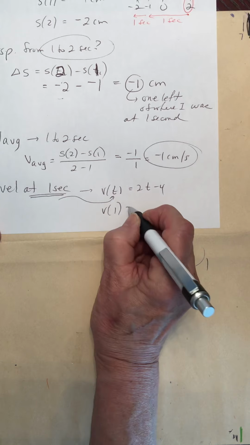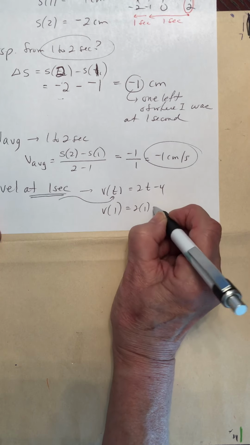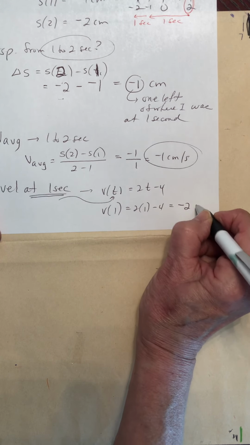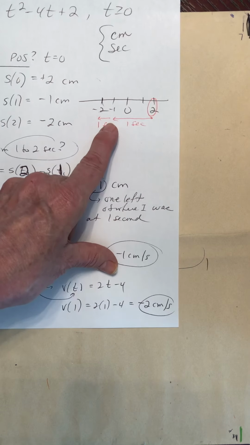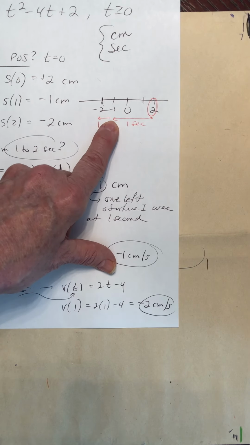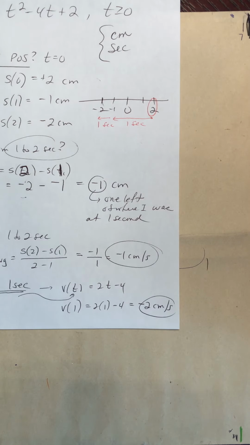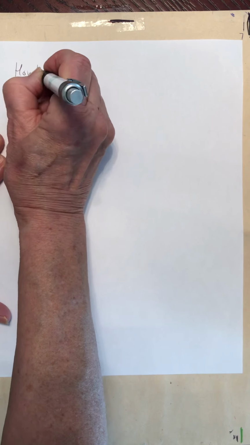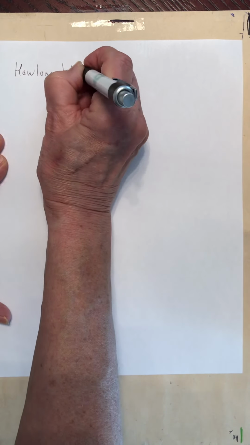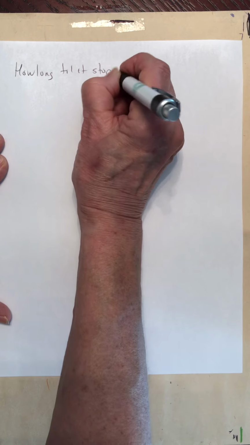So velocity at 1 is 2 times 1 minus 4, negative 2 centimeters per second. So that's my velocity right here, negative 2. So I know I'm going left. Then I'm being asked, how long before I stop? Because we know, or probably I do stop. So how long till it stops?